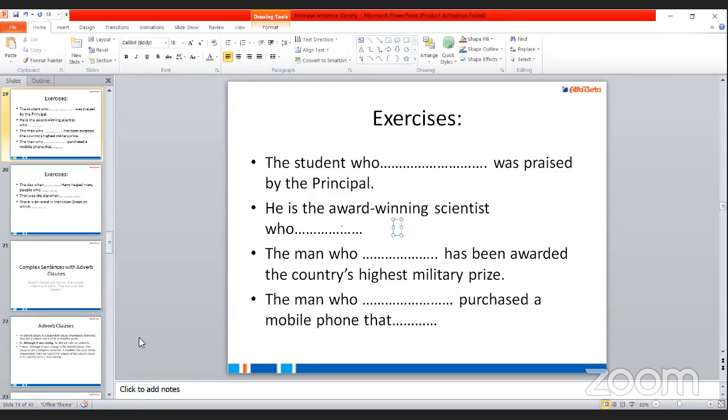Okay, Sham, would you like to try the first one? Sure, sir. The student who came first in the exams was praised by the principal. Yes, sounds good. The student who came first in the exam was praised by the principal.